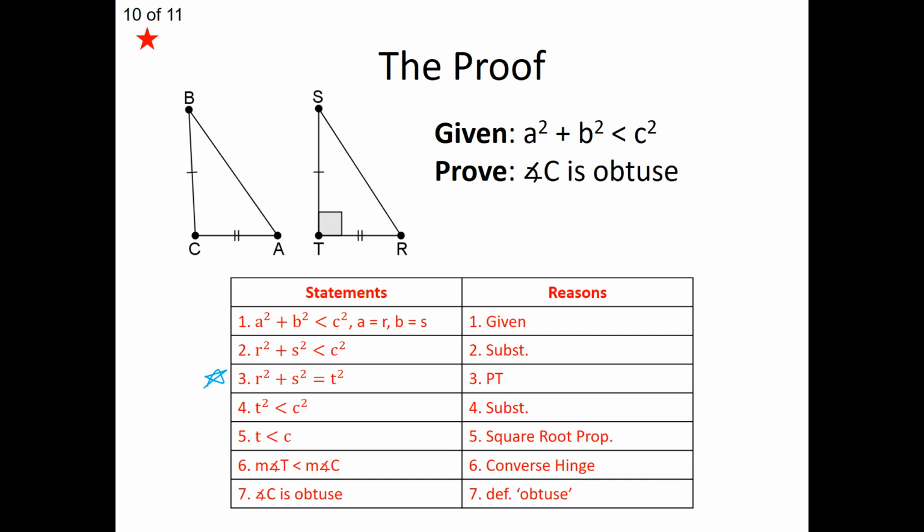And then using converse hinge again, we can say the measure of angle T is less than that of angle C. Now, if angle T is a right angle and it's less than that of angle C, that means angle C must be greater than that of a right angle. That makes it an obtuse angle by definition, which then means we have proven inequality O. It's a very similar strategy to that of inequality A.